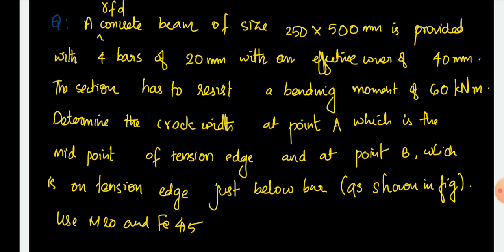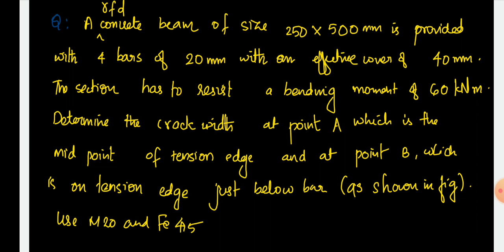concrete. Okay, it's given. What all is given? There is a concrete beam. It has got a size of 250 mm by 500 mm. Okay, B and D is given with 4 bars of 20 mm diameter. That is Ast is 4 into pi by 4 into 20 square with an effective cover. D dash is equal to 40 mm. The section has to resist a bending moment of 60 kilonewton meter. That is, bending moment is equal to 60 kilonewton meter.